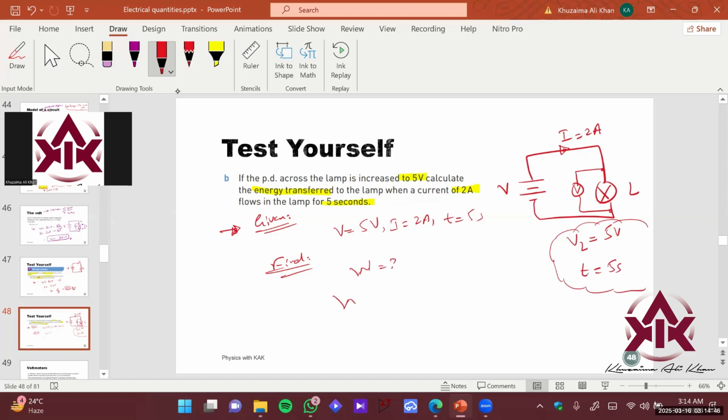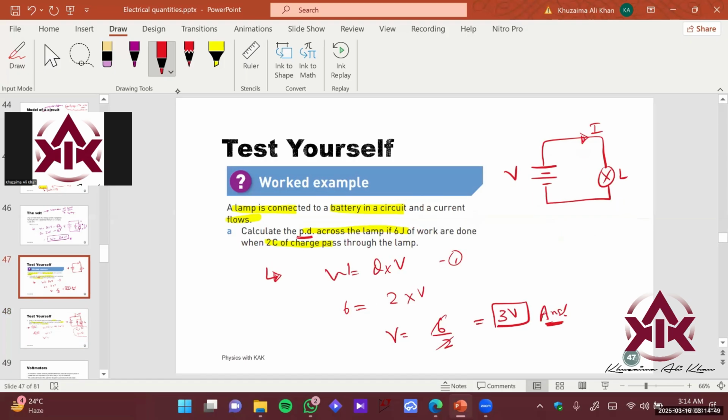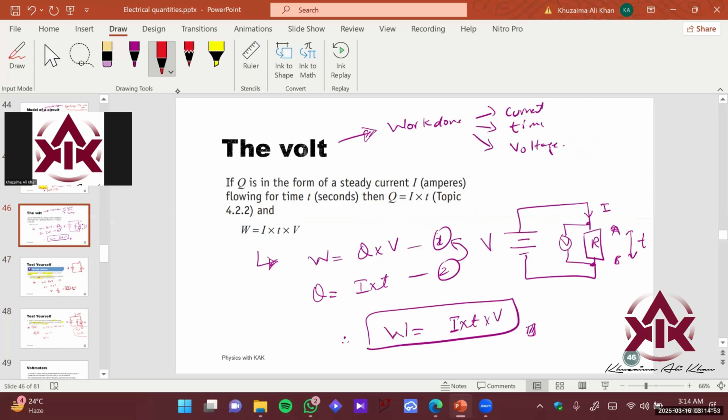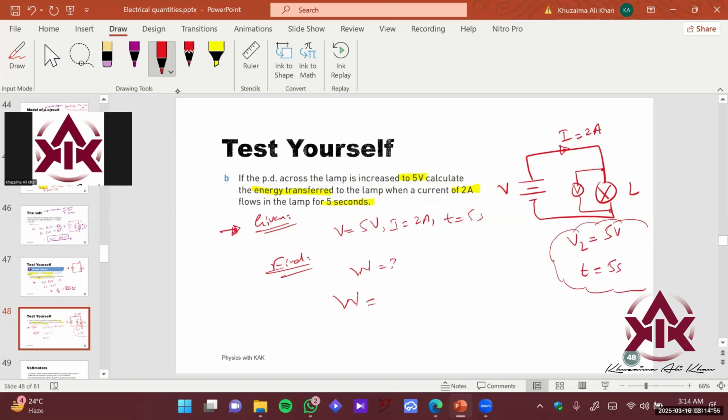The formula over here, which we derived in the last slide, is work done equals current into time into potential difference. So that is going to be VIT. That is the short form to learn this formula. Just put in the values and get an answer. So it's 5 into 2 into 5. 5 twos are 10, 10 fives are 50 joules.